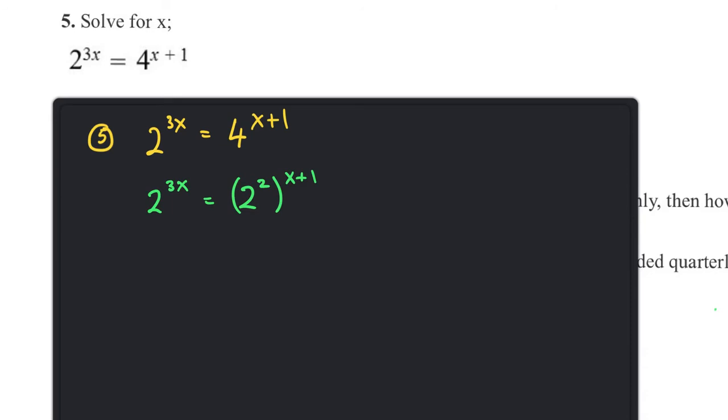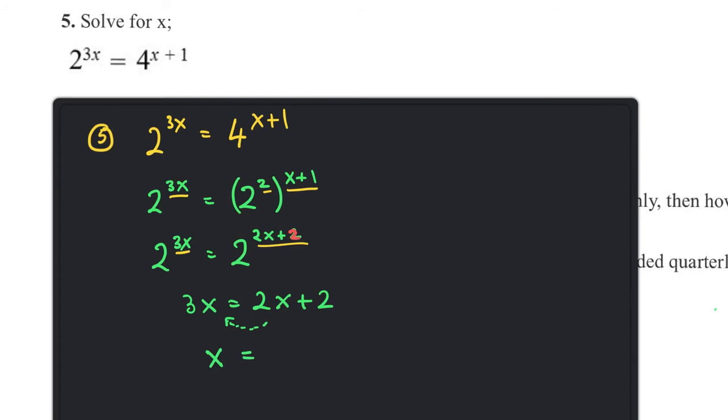And what do we do now? Well, this stays the same. This we've got to multiply, so 2 times x plus 1. So 2 to the 3x equals 2 to the power 2 times x plus 1, which is 2x plus 2. The plus 2 is where everybody makes a mistake, so be careful about that. Then this equals this, so 3x equals 2x plus 2. Take the 2x over, subtract, and we get x equals 2.